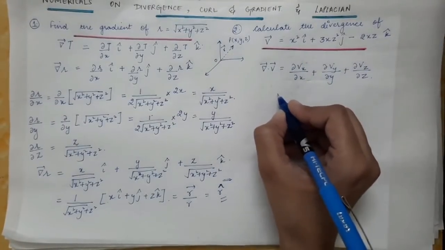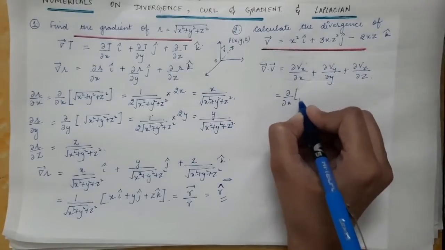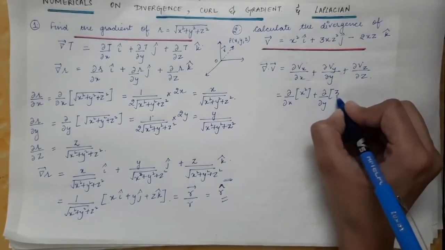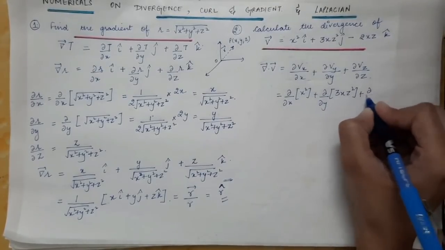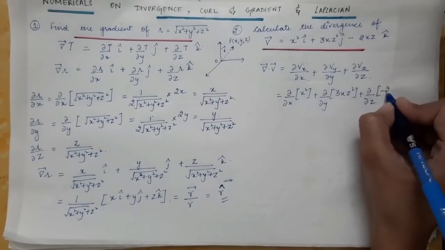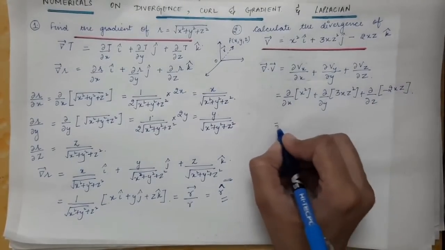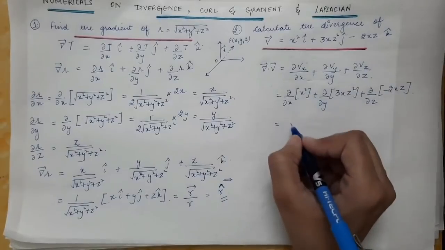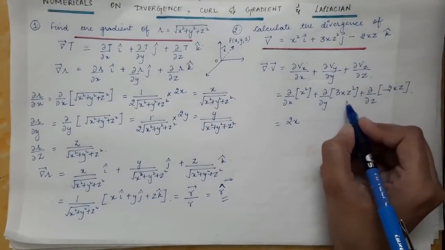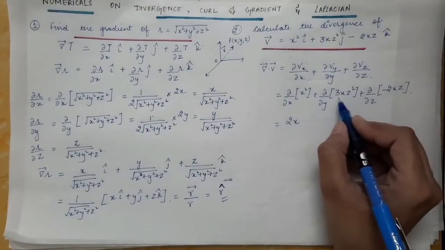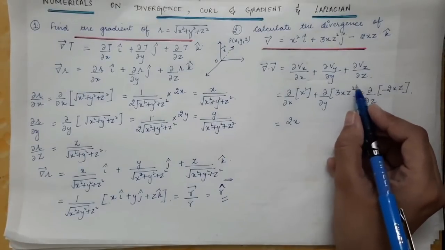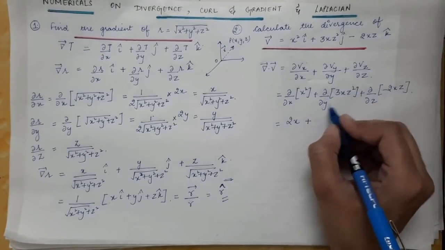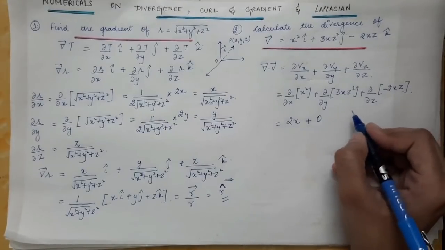So divergence of this vector field will be equal to del by del x of vx, which is x square, plus del by del y of vy, which is 3xz square, plus del by del z of vz, which is minus 2xz. So we will simplify it. Now here we have partial derivative with respect to x, and we have to do the derivative of x square, so that will be 2x. Now in the second term we are doing derivative with respect to y, and we do not have any y variable, and x and z will be treated as constant because we are doing the partial derivative. So the derivative of this term with respect to y will be equal to 0.